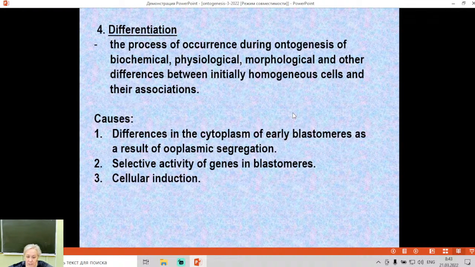Next mechanism, differentiation. Differentiation is the process of occurrence during ontogenesis of biochemical, physiological, morphological, and other differences between uniformly homogeneous cells and their associations.